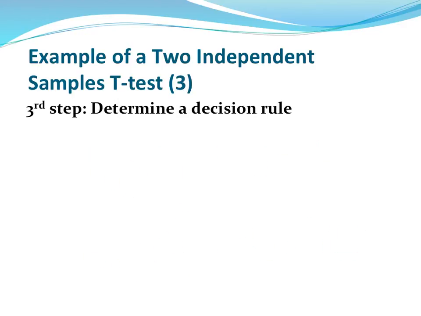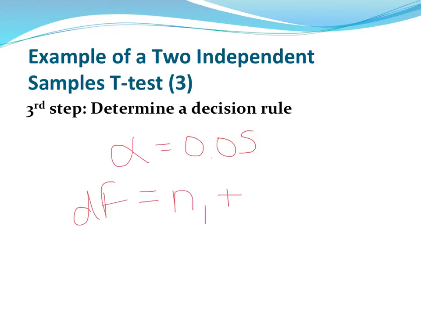My third step will be determining a decision rule and finding my test's associated degrees of freedom. Let's say I'm interested in testing using an alpha level of 0.05. To find my degrees of freedom, I will use my formula for degrees of freedom in a two independent samples t-test of n1 plus n2 minus 2.